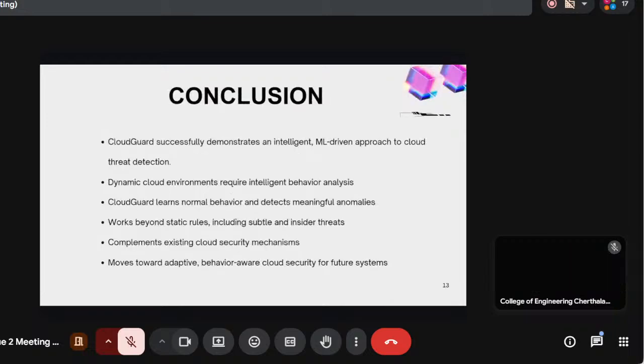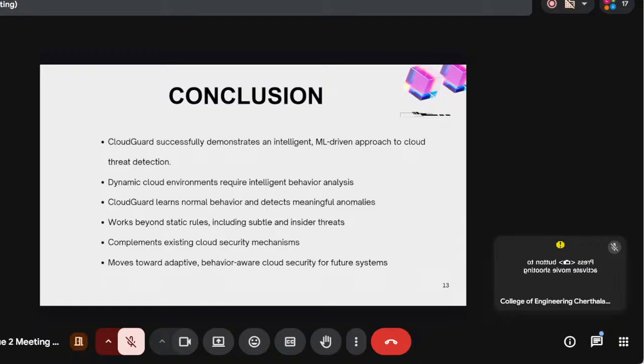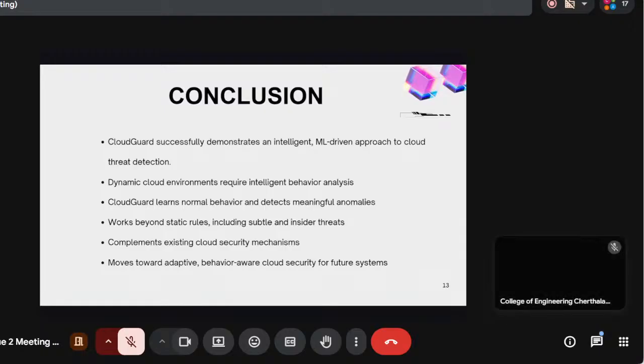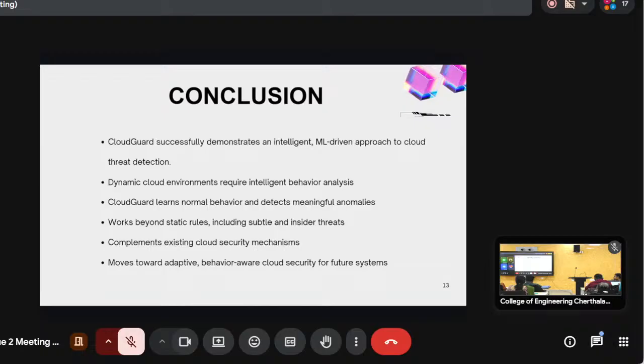So to conclude, CloudGuard demonstrates a behavioral-driven approach, and is effectively detecting the subtle insider attacks that the traditional mechanisms we have now are often missing. So CloudGuard complements the existing cloud security mechanisms and is a step towards moving to adaptive cloud native security.